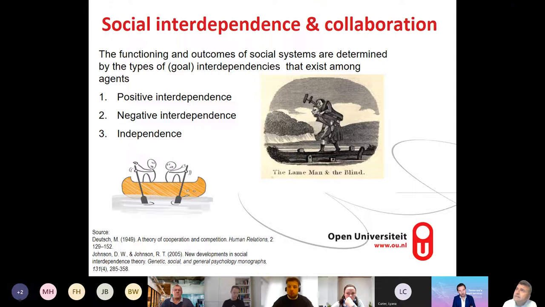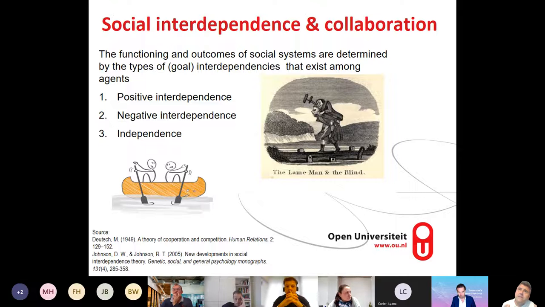So let me give you a perspective that was dominant in social sciences starting with the 1950s, and this perspective on collaboration is rooted in the so-called interdependence, or the extent to which the individual goals of the parties, departments, or organizations are aligned. In terms of framework it's pretty simple, and it was introduced by Morton Deutsch. His approach was that we can describe three forms of goal interdependence in social systems.